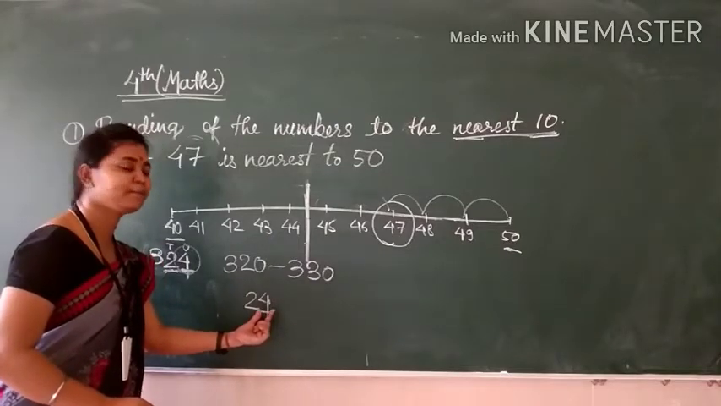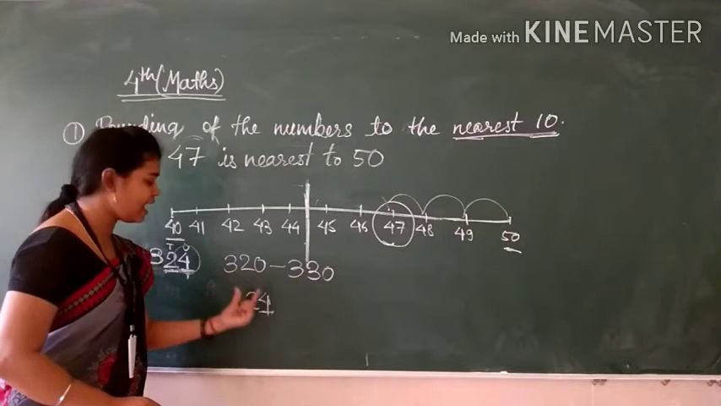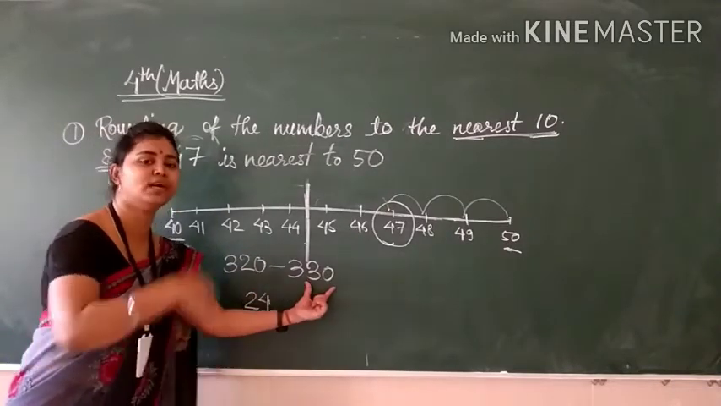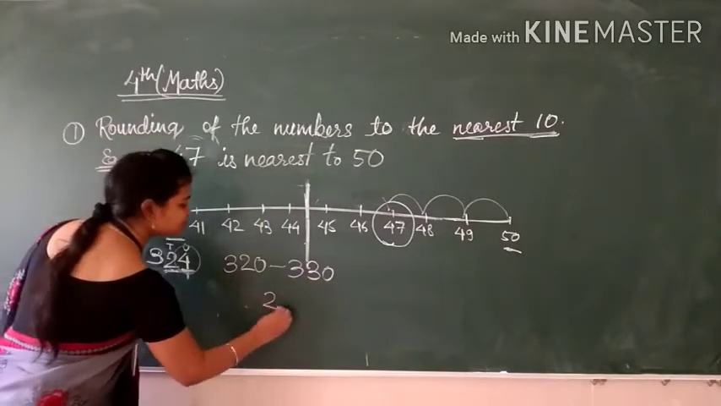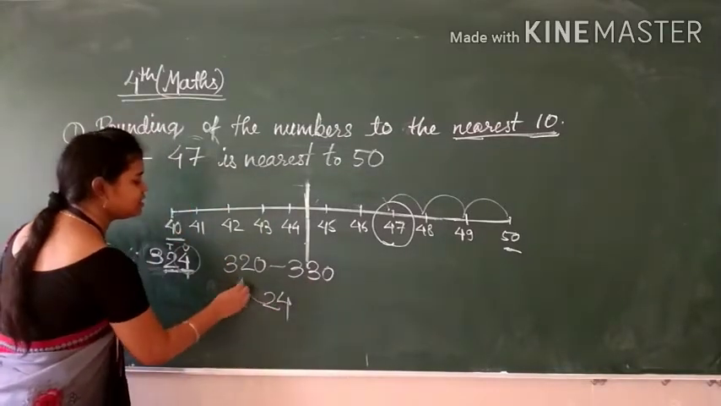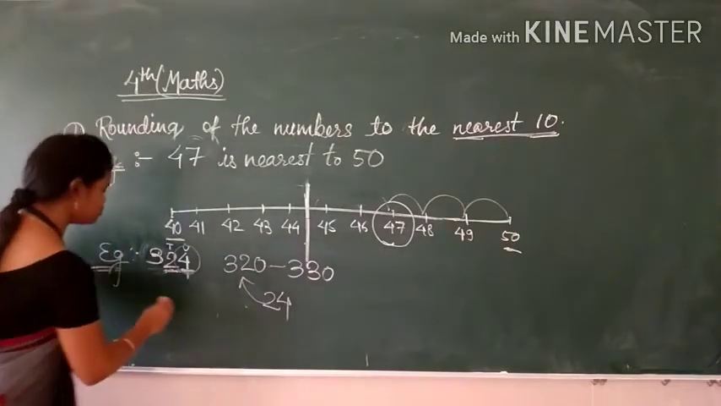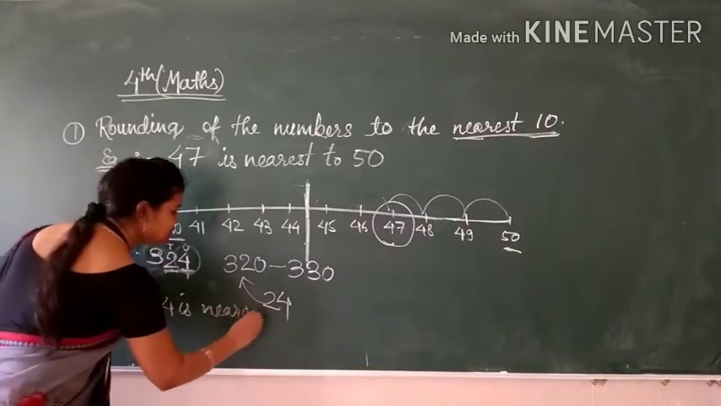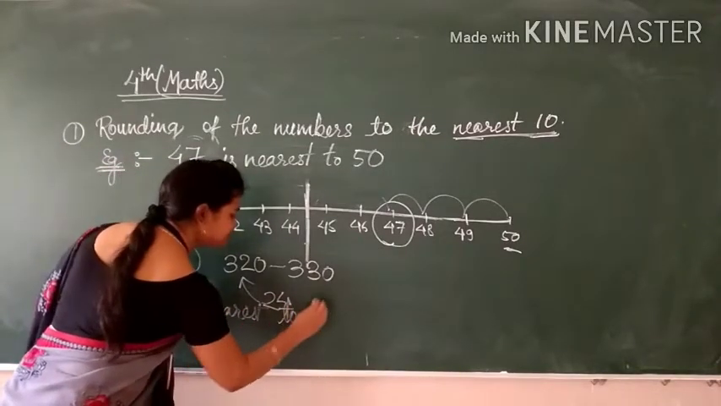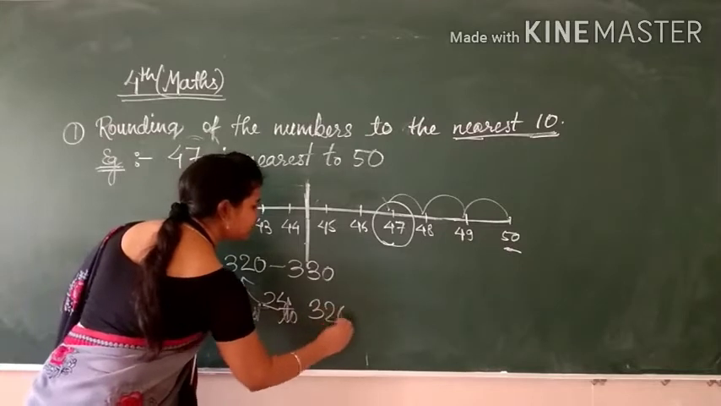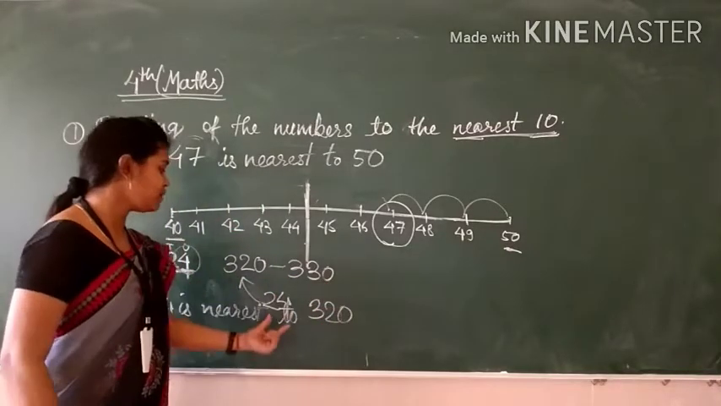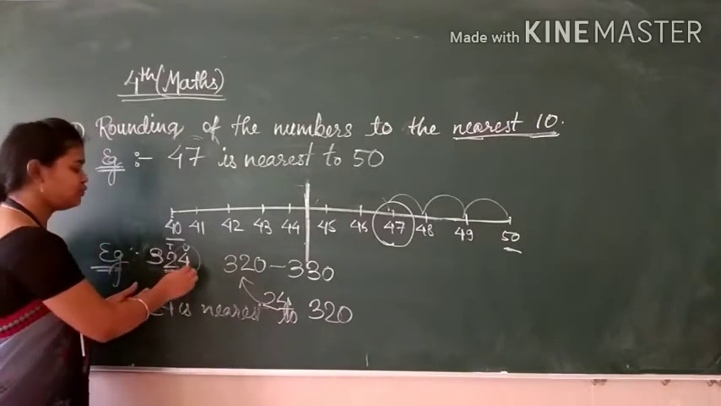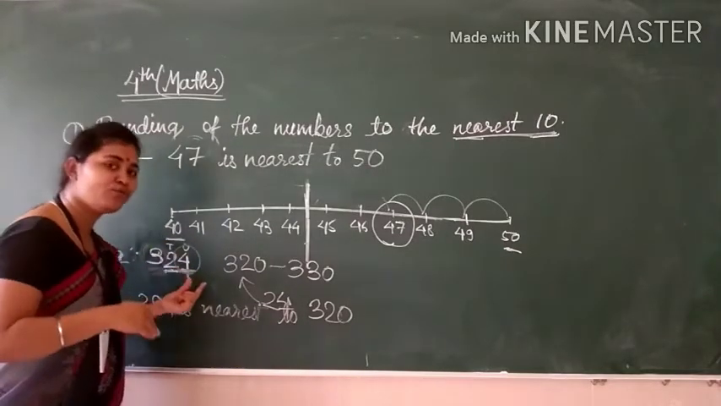If the ones digit is less than 5, then we will take it to the previous number, and if it is 5 or more than 5, then we will take it to the next number. So 24 will be nearest to 320. So 324 is nearest to 320, not 330, because we have to see the ones place, and the ones place is 4, which is less than 5.